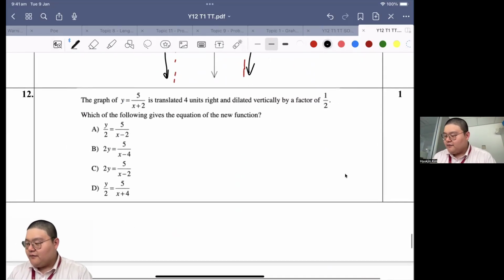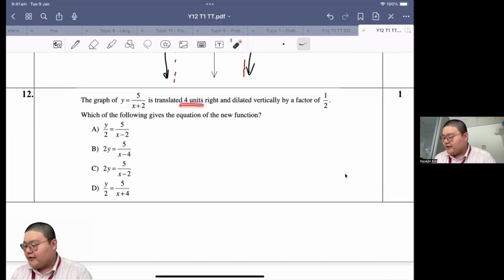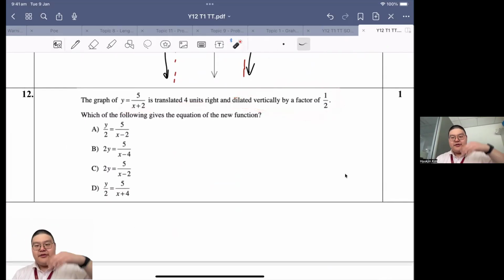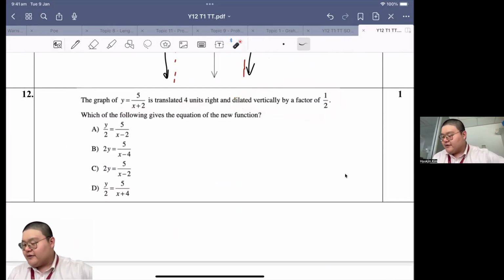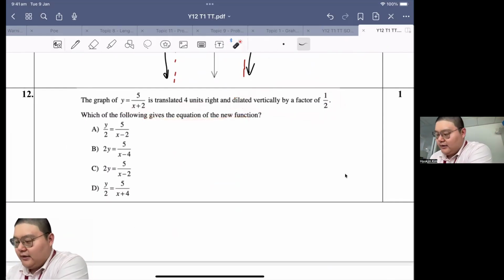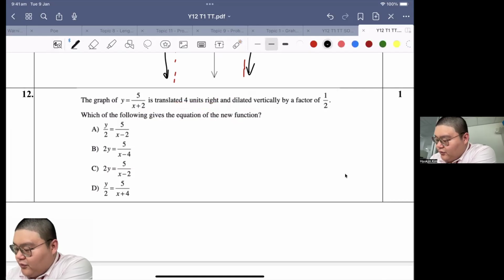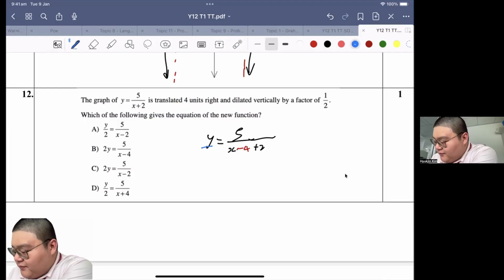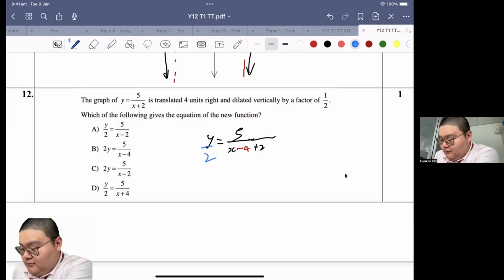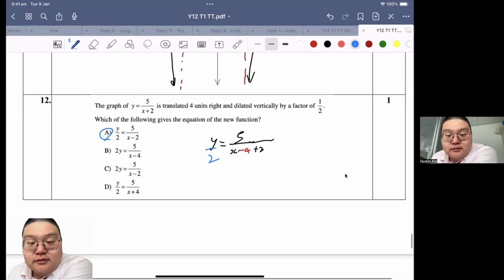Okay. Now the graph of this guy is translated 4 units right and dilated vertically by a factor of half. That means it's squeezed. Which of the following gives the equation of the new function? Let's see. It is translated 4 units to the right, so it's minus. So you do y equals 5 over x minus 4 plus 2. And then I dilate it by a vertical factor of half. That means it gets squeezed by 2. And that's option A. How good.